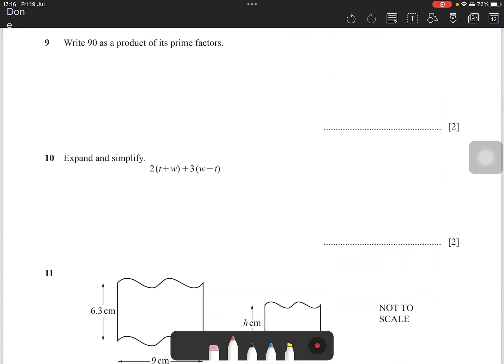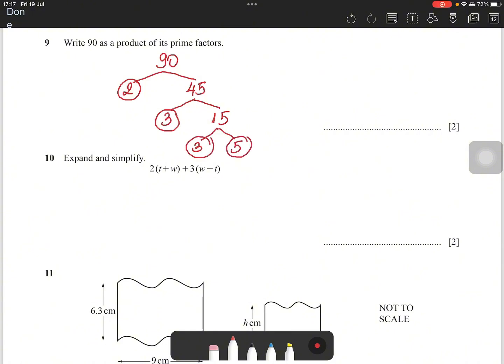Question 9. Write 90 as the product of its prime factors. So first we'll write 90 here. And 90 is divisible by 2 because it is an even number. 2 is a prime number, so I circle it. 2 times 45 is 90. 45 is not a prime number, so we can split it into 3 times 15. 3 is a prime number, so let's circle it. 15 is equal to 3 times 5, and these are prime numbers, so we just circle them. And the answer is 2 multiplied by 3 squared times 5.